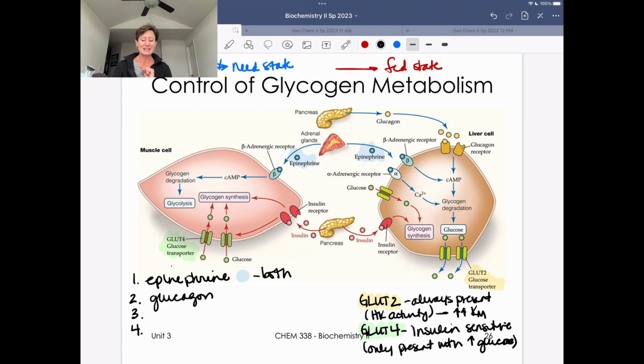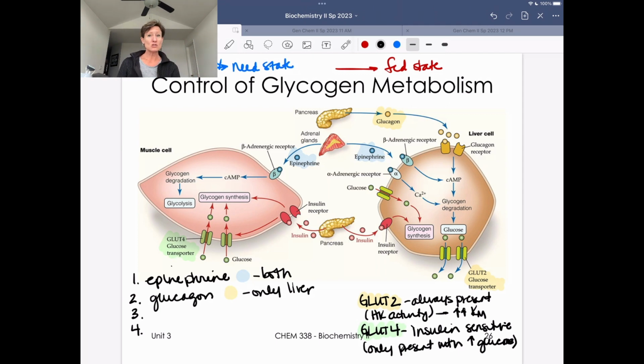Remember, these are both need state signals, but if we look at glucagon here, and glucagon is going to be sort of that yellowish guy here. Here's glucagon. Glucagon is secreted by the pancreas, okay? Only liver is going to respond to this. And this is really important because only liver cells can help remedy a low blood sugar level.